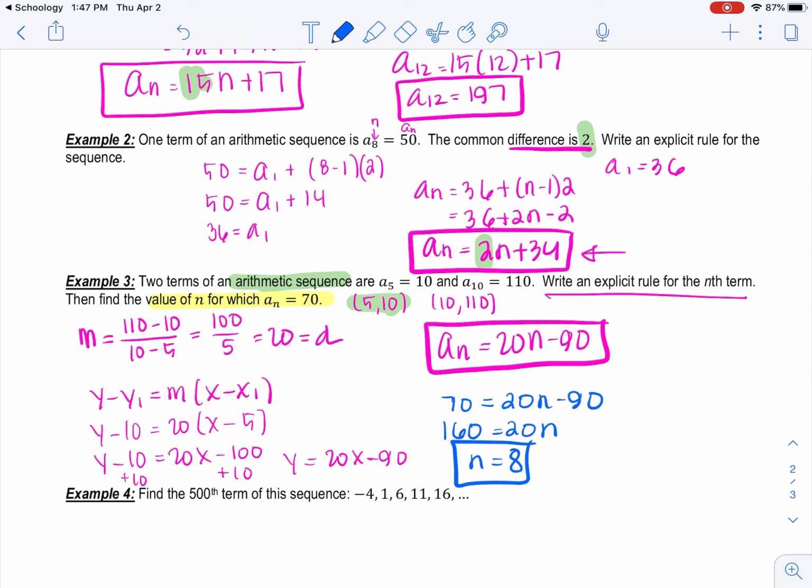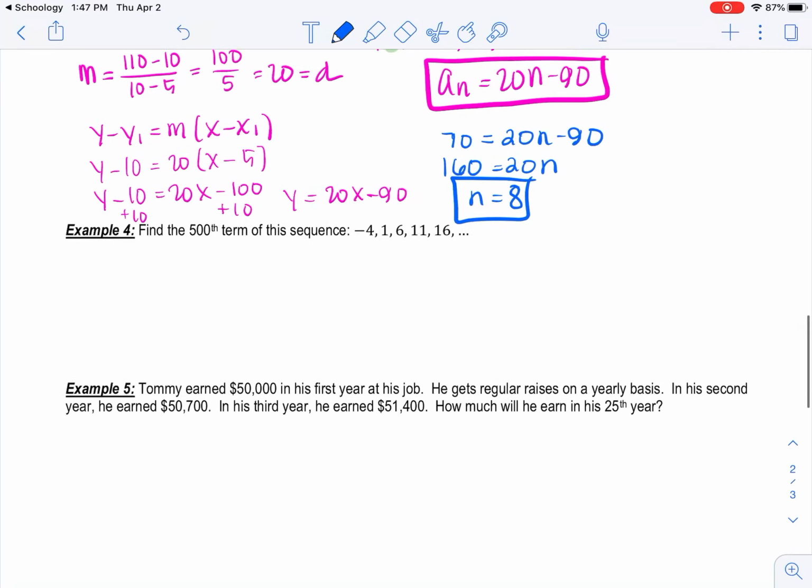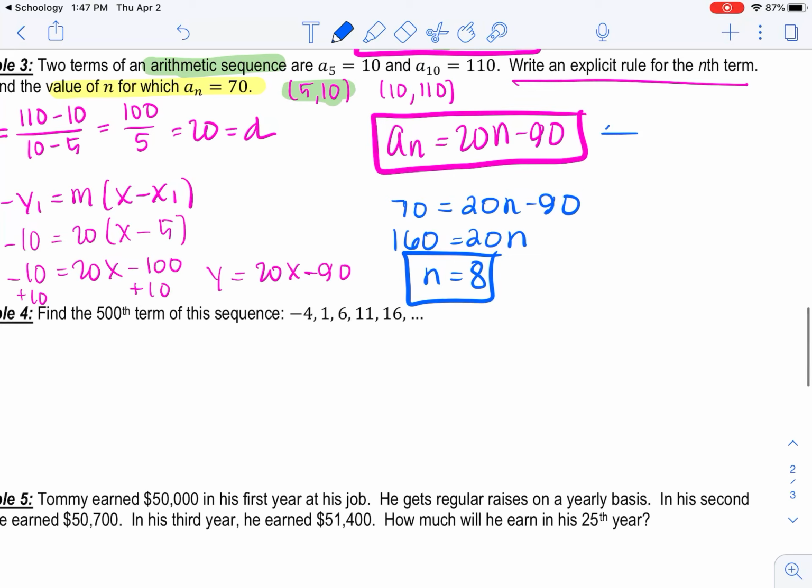Okay, next one, find the 500th term of the sequence. And then it gives me the sequence -4, 1, 6, 11, 16. So I need to find the 500th term. If I ask you to find the 15th term, yeah, you can just continue the pattern. But 500th term, that's going to take a long time. So if I ask you to find the 500th term of this sequence that follows this pattern, that'd be easy. You just plug in 500.